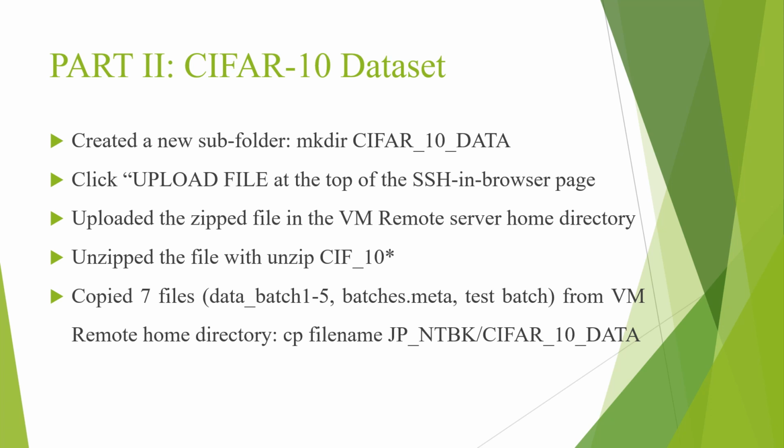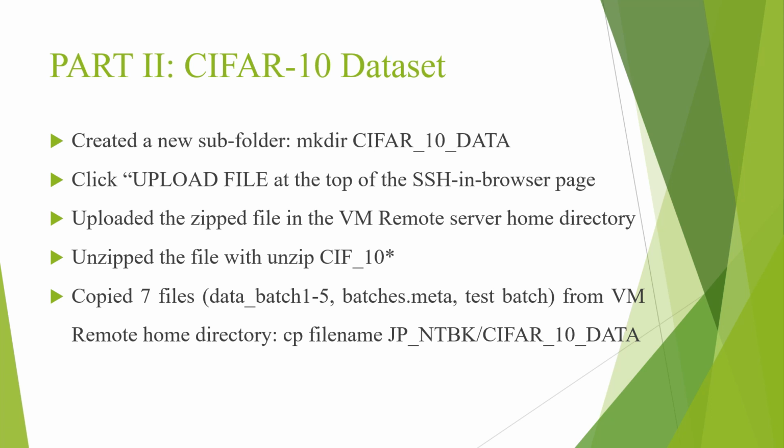Once the file was uploaded, I was able to use the unzip command to unzip the file, and that's where the 7 files were unzipped. Then I copied those 7 files from the main VM root directory to the CIFAR underscore 10 underscore data subfolder, which is where we were instructed to put those files. So those 7 files were there.